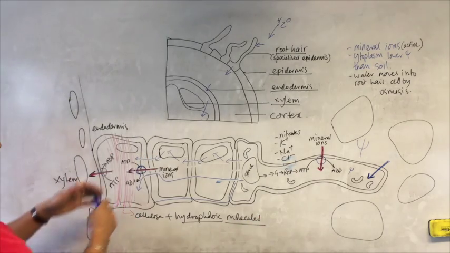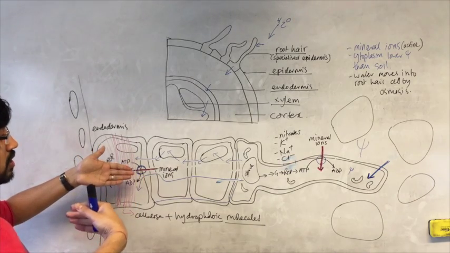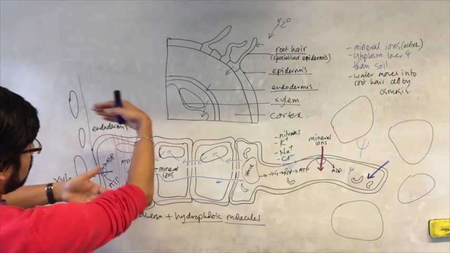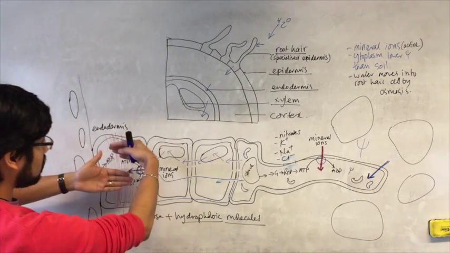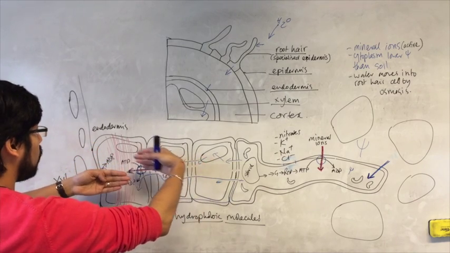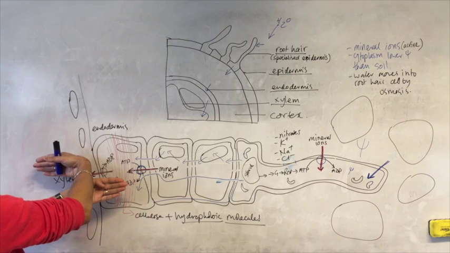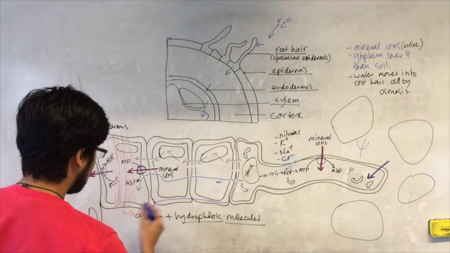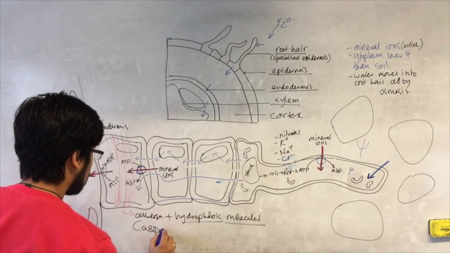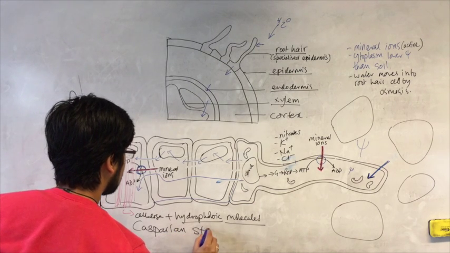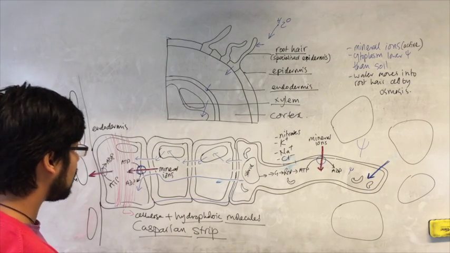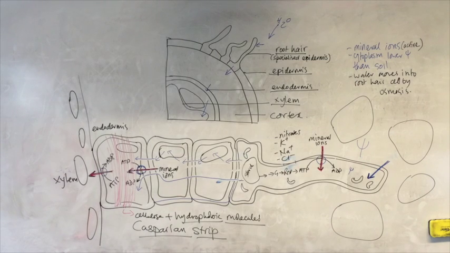And because it's got lots of hydrophobic molecules in there, it prevents water moving in this direction. It prevents water moving in that direction because it goes all the way around. It prevents water from going in that direction. And it encourages, therefore, water moving only in that direction, i.e. into the xylem. Okay? And this thing is called the Kasparian Strip. Very important. Okay? Did I manage to get it on the board? Yep. Okay, so that's fine.